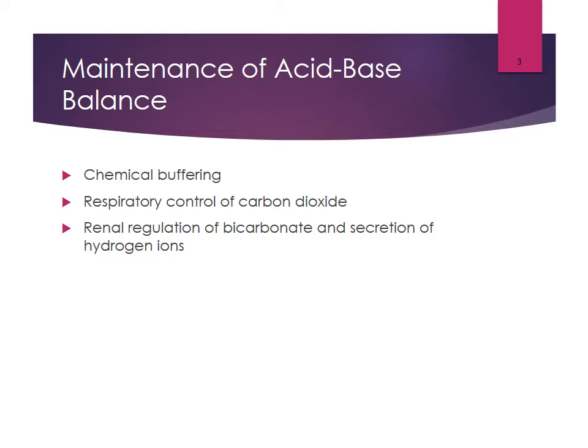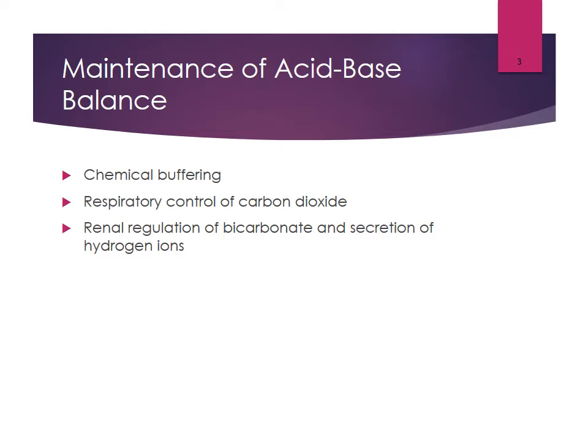Normal values to know: pH 7.35 to 7.45. Carbon dioxide 35 to 45. Bicarbonate 22 to 26. These you need to commit to memory in order to understand arterial blood gases.